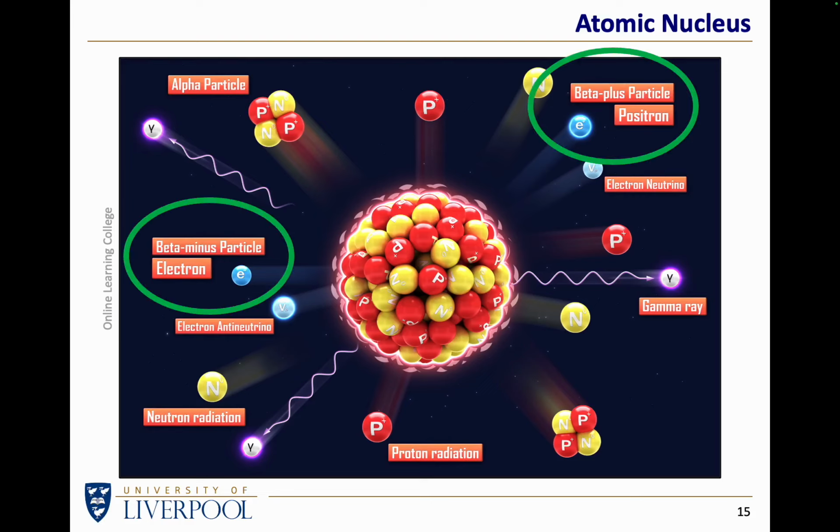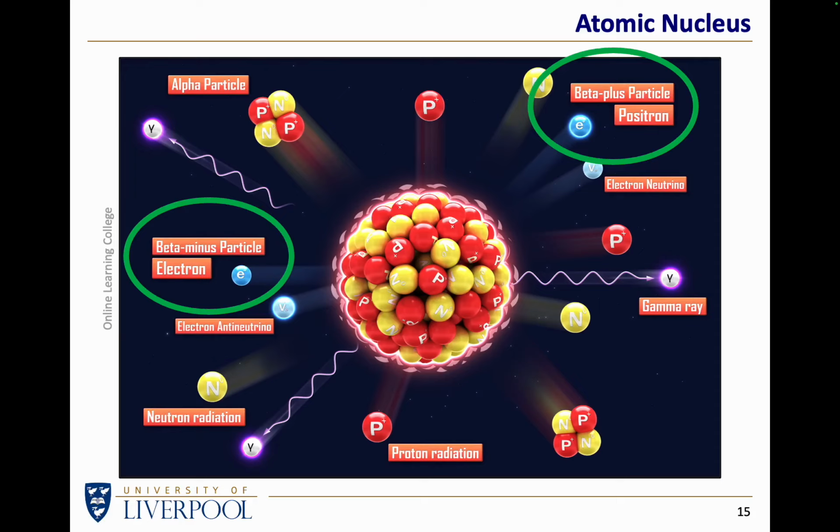And it's also possible that a nucleus might spit out an electron. Bear in mind, electrons do not exist inside the nucleus. What we mean by spitting out an electron is a proton might change into a neutron, or a neutron might change into a proton, and in the process, an electron is born. So these aren't anything to do with the electrons that are buzzing around outside the nucleus.